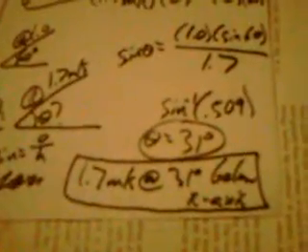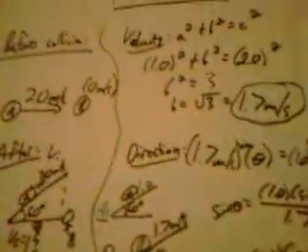So basically, like I said, just use the Pythagorean theorem to find the speed, and then use the speed and set it equal in order to find the direction. And the final answer we get is 1.7 meters per second at 31 degrees below the x-axis, below the horizontal.